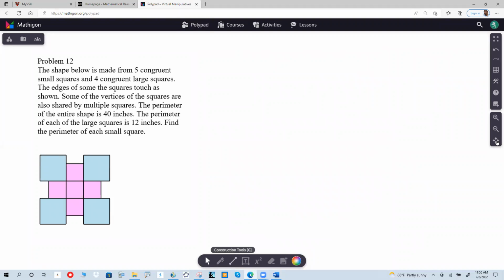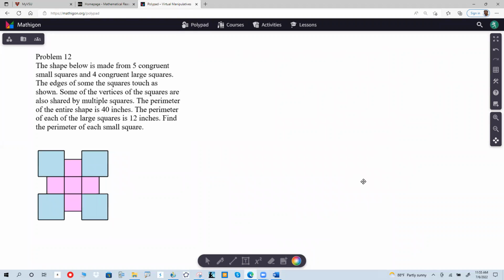Okay, here we are. Let's read the question. The shape below is made with 5 congruent small squares and 4 congruent large squares. I can see the large squares are blue, the small squares are pink. Edges of some of these squares touch as shown, and some of the vertices of the squares are shared by multiple squares. They meet at a corner.